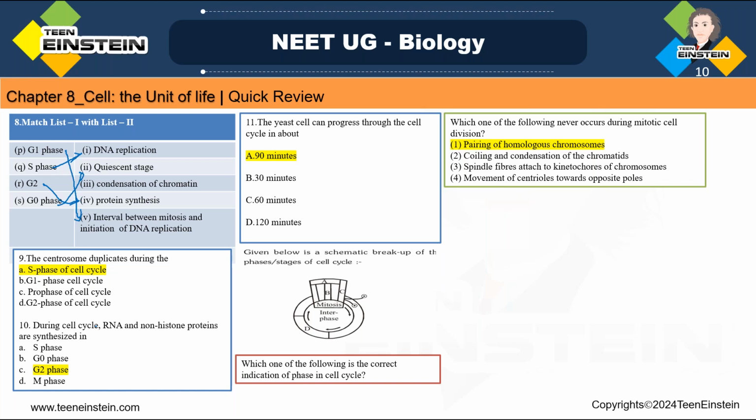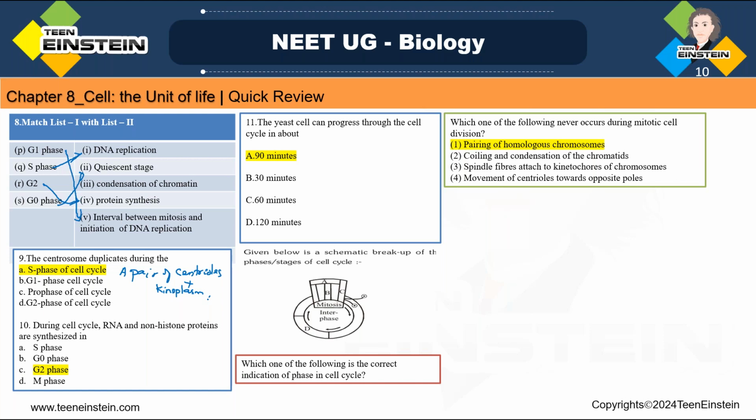Here, centrosome. What are centrosomes? Centrosomes are structures containing a pair of centrioles and kinoplasm. It's similar to cytoplasm, right? So centrosomes have a pair of centrioles plus what? Kinoplasm, right? Kinoplasm means that is similar to cytoplasm.